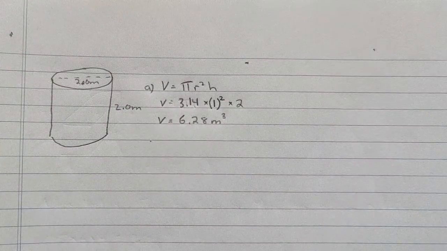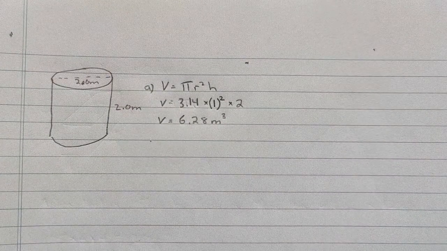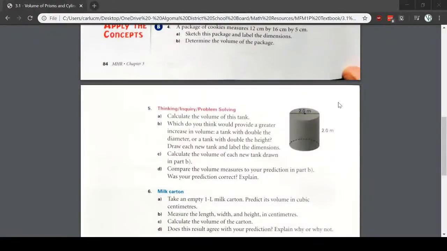If we flip over to the question again, the next part says, what do you think would provide a greater increase in volume? A tank with double the diameter or a tank with double the height? I'm going to give you guys a few seconds. If you can reply, what do you think it's going to be? Take your estimate. If you haven't done this question yet, or you don't remember doing it, what do you think is going to be bigger? The doubling of the height or the doubling of the diameter?